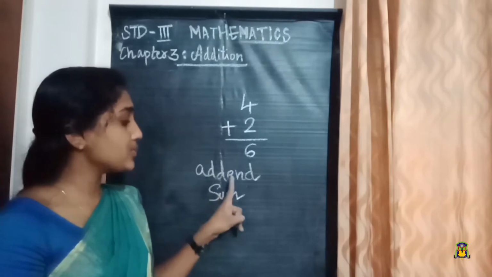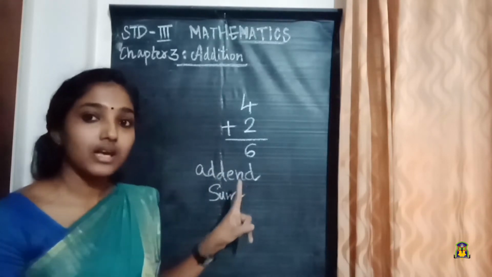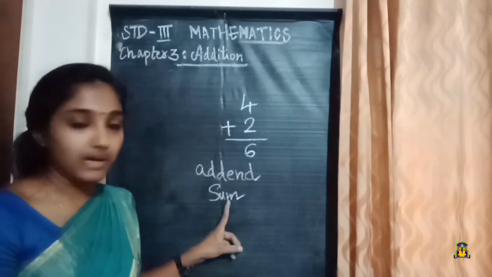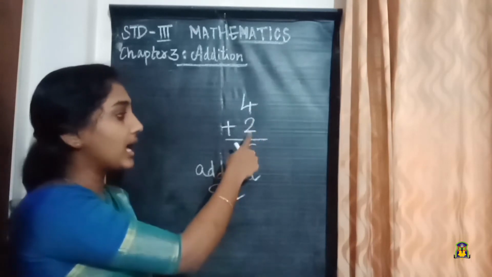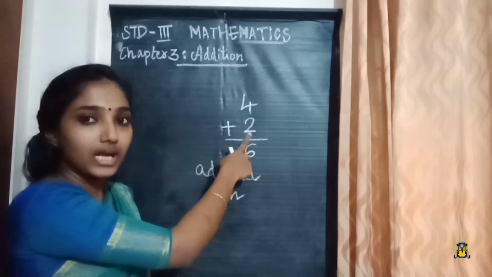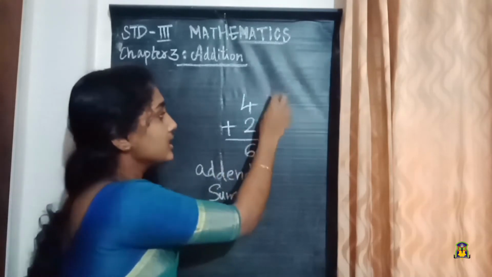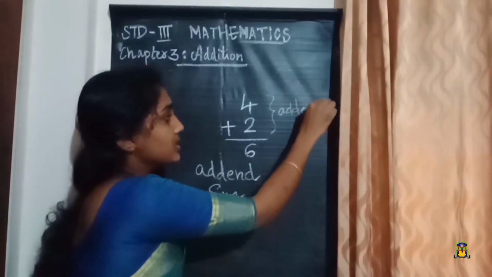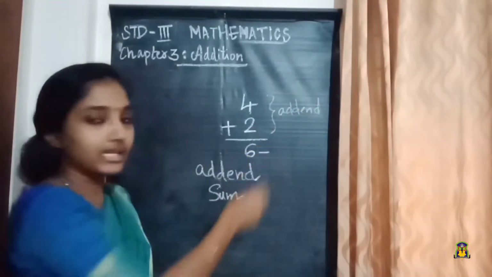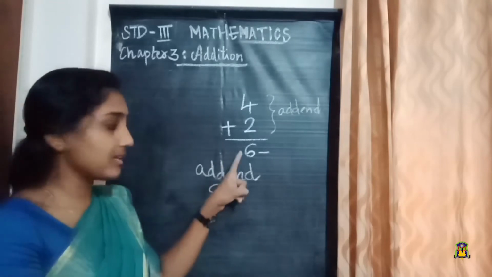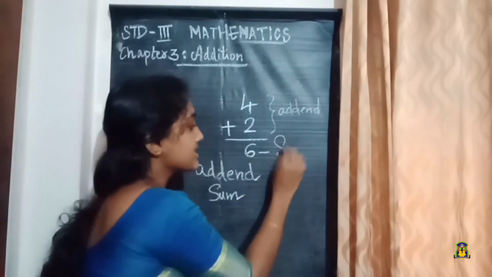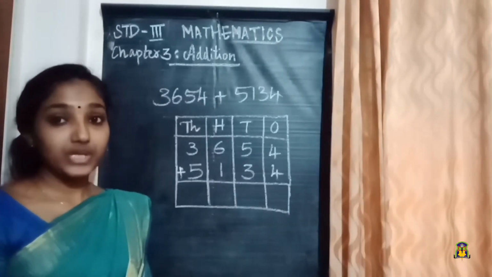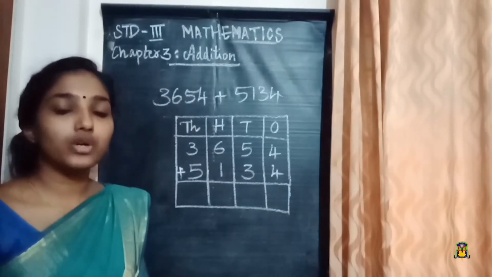So the numbers we are adding are called the addends and the answer that we get after addition is called the sum. So here 4 and 2 are the numbers which we are adding. So 4 and 2 are the addends here, and 6 is the answer that we get after addition, and 6 is the sum. Okay. Here we are studying the addition of 4-digit numbers.